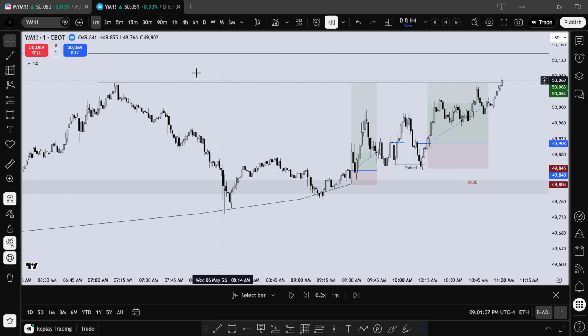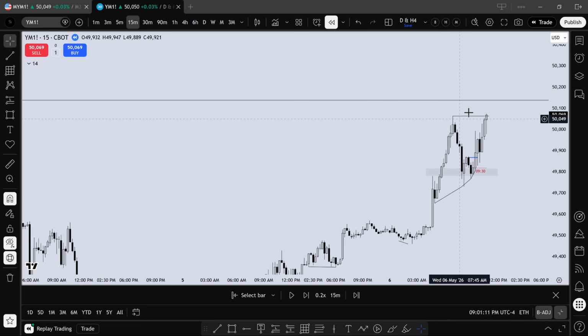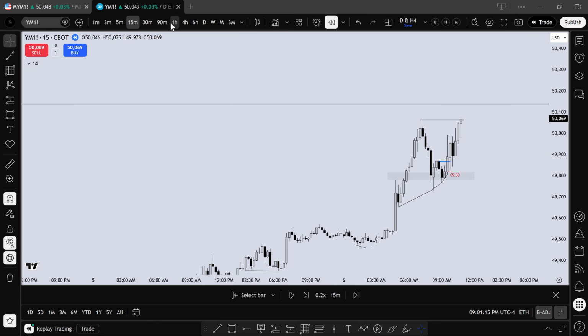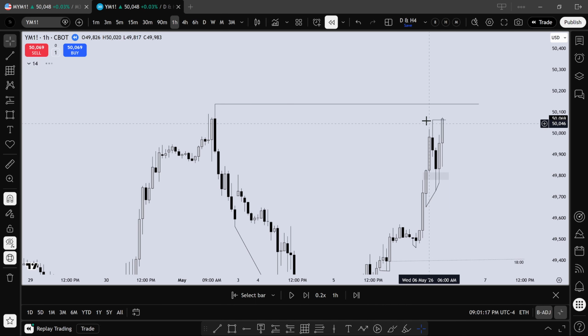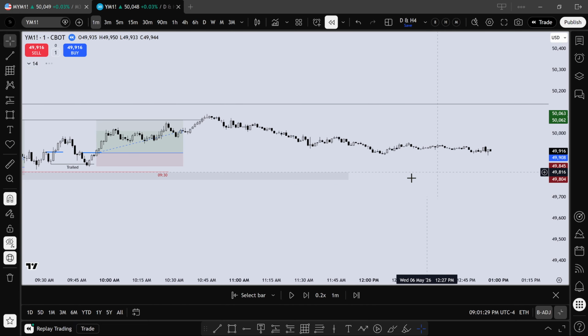Now, let's get back into the 15-minute. Why did I target this high and not this one the first time? Because as I said on the 1-hour time frame, this is the relevant high for this swing. So the first target should be this. And as you can see, we had a lot of consolidation and pullback. You see, this is a deep pullback.